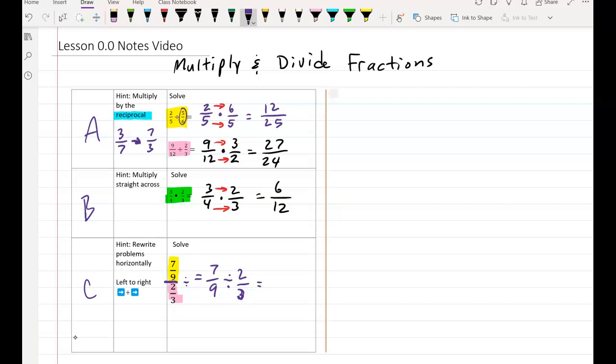But remember what division is. We have to multiply by the reciprocal. So that means we keep the first fraction the same, but we're going to multiply by the reciprocal of the second one. 2/3, the reciprocal is 3/2 because we flip those numbers. And then, now we're multiplying, and we multiply fractions straight across. And so our final answer is 7 times 3 is 21, 9 times 2 is 18. How easy is that?